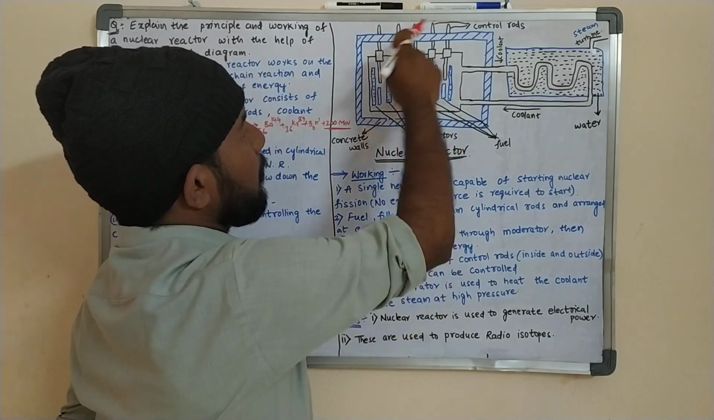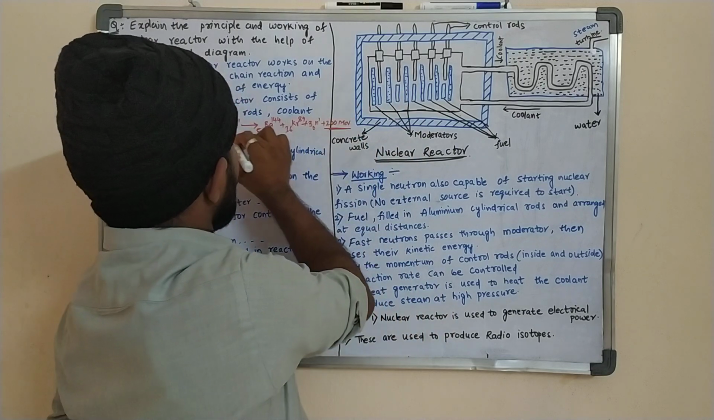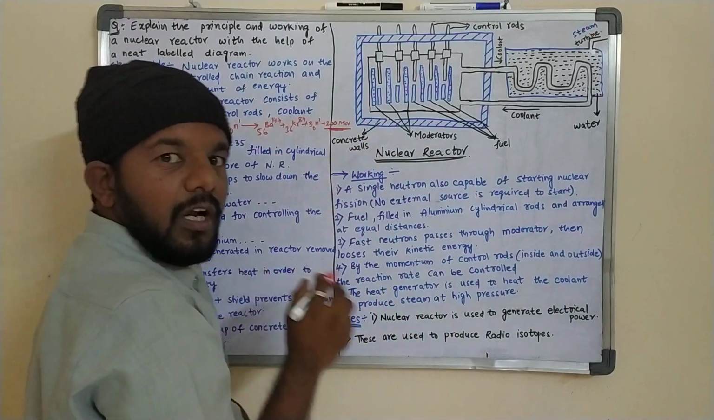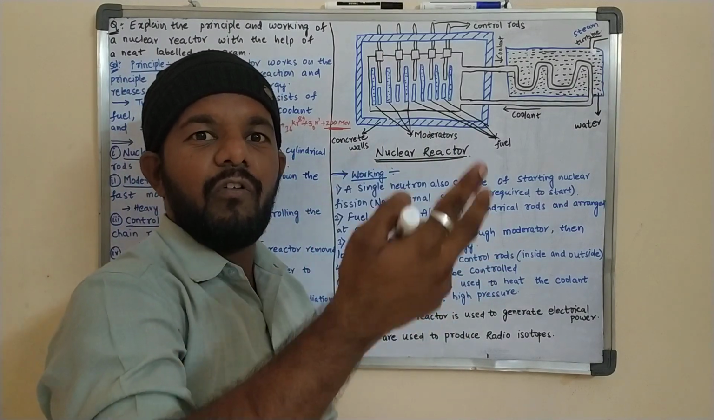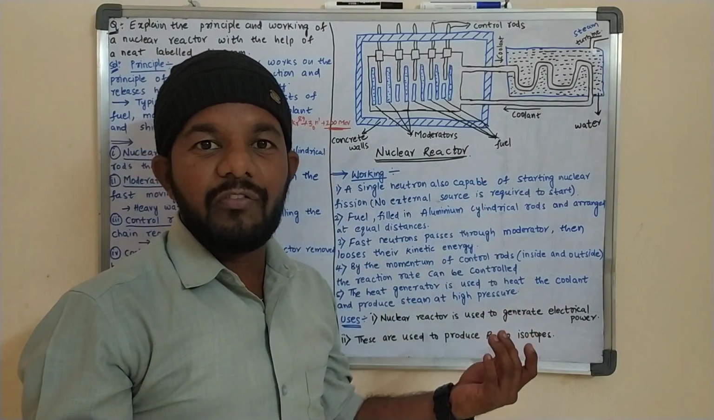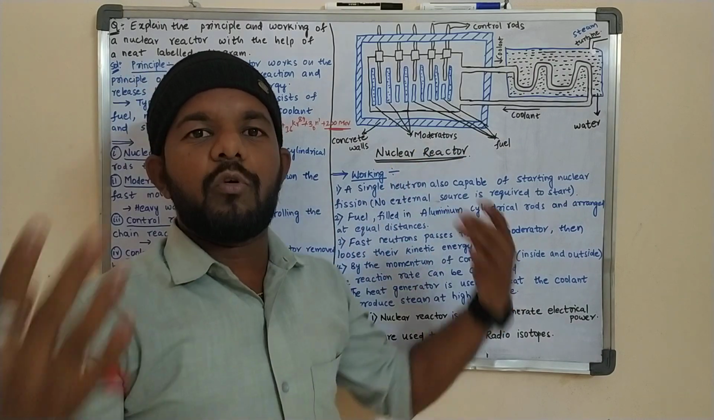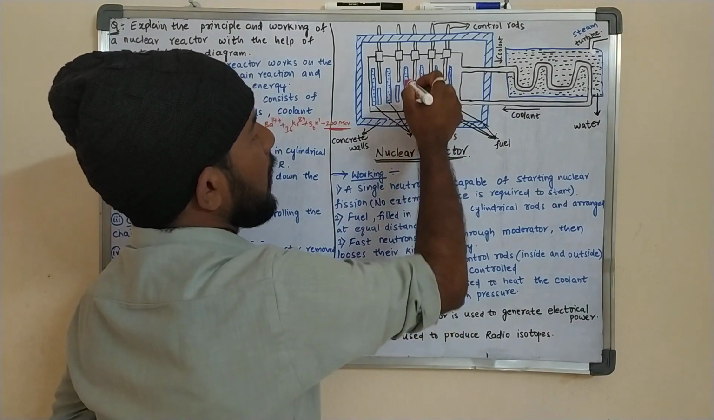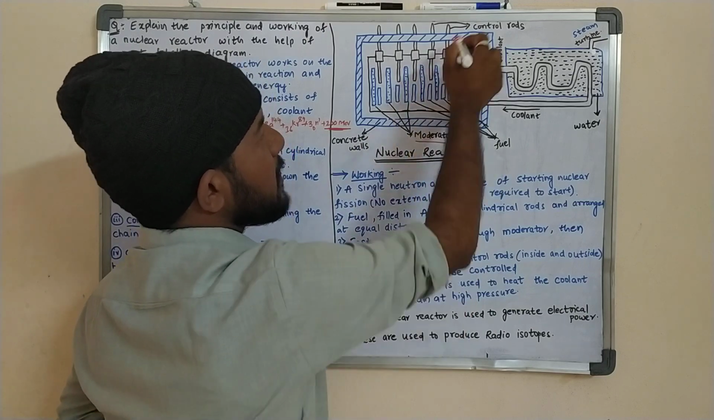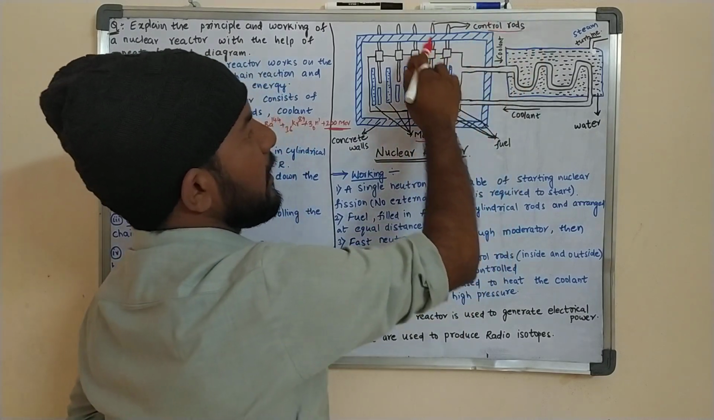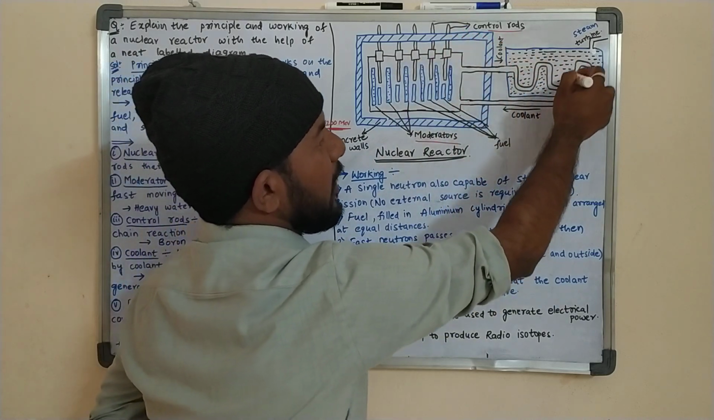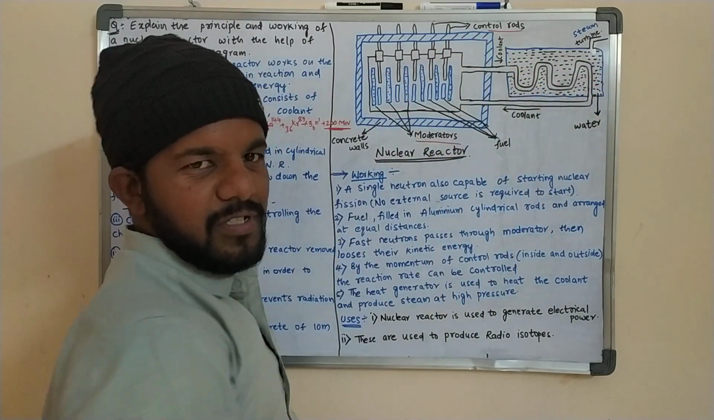One uranium-235 will produce this, and 2, 3, 4, n number of uranium-235 will produce a huge amount of energy, and that will be controlled by these moderators and control rods. This is produced along with the coolant, and this will move here and come back to the same process.